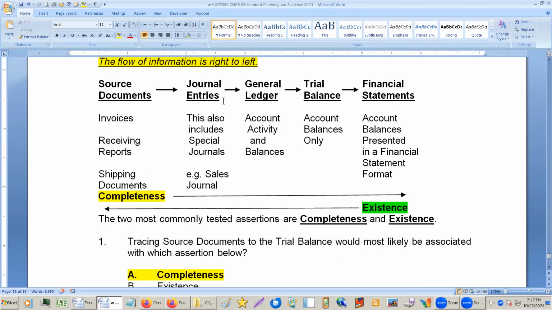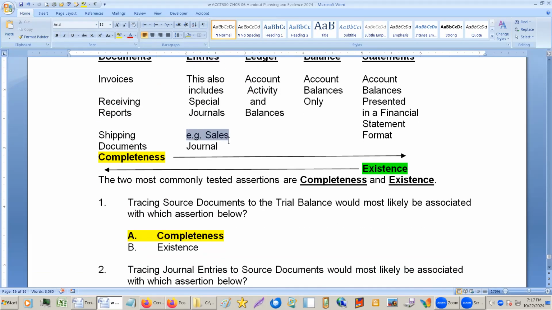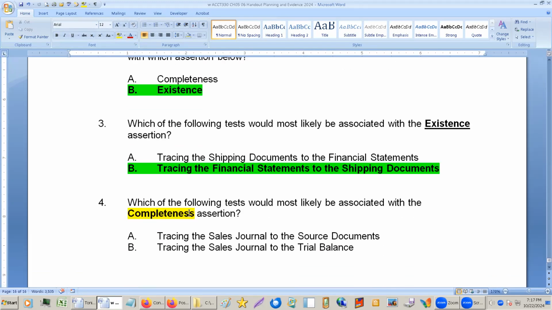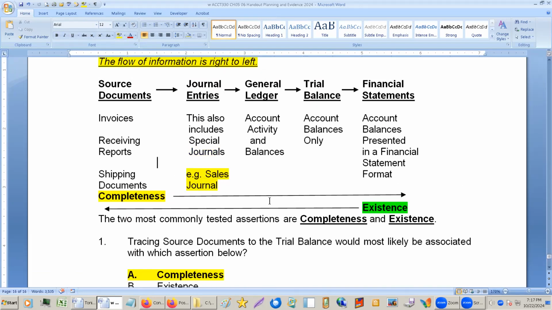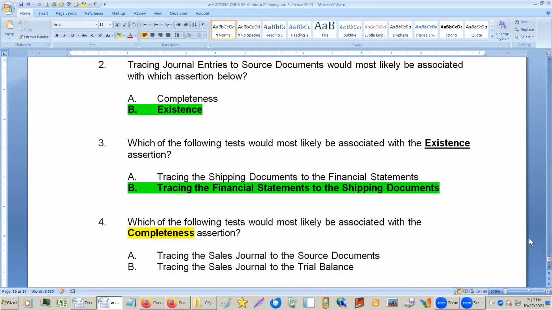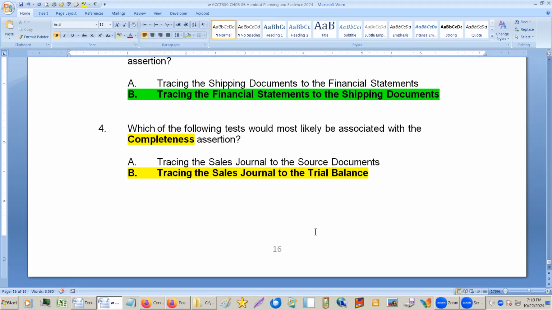Okay, so here's the sales. Here's a sales journal. So which way are we going to test it for completeness? Let me go forward here. If we're doing completeness, we're going left to right. So which one would it be? It would be B, tracing the sales journal to the trial balance. Yep. Very good. Oh, hey, we're done with this thing. Woo!